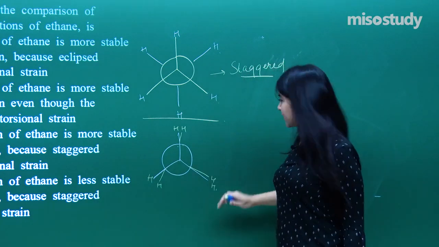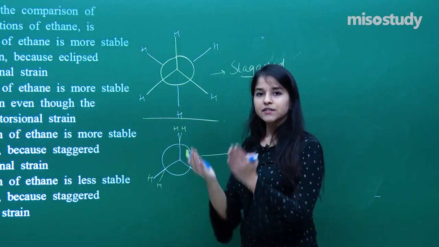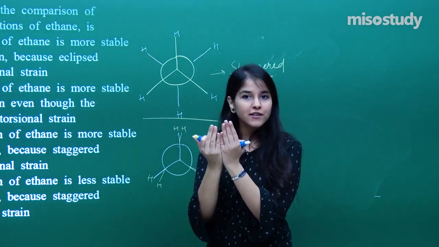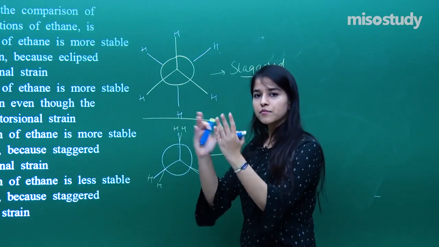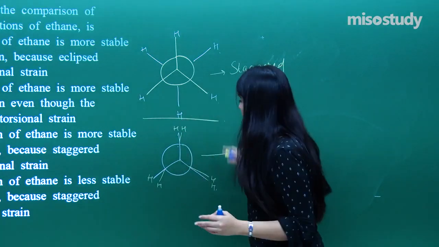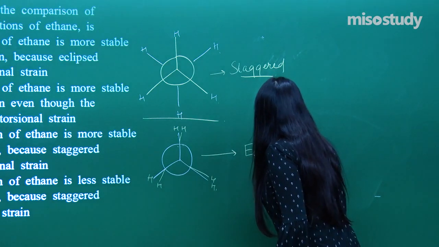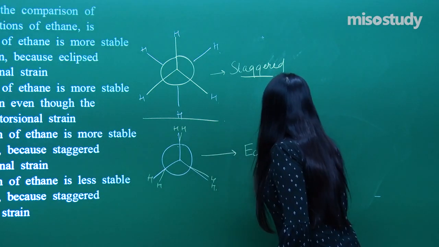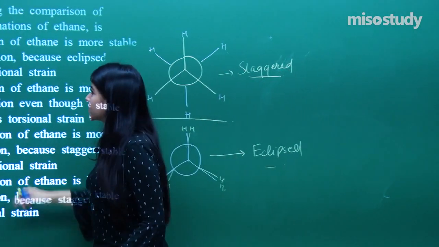And what do we have over here? We have the maximum repulsions. If you can see, the 2 hydrogens are lying parallel to each other, behind each other. So it will be the eclipsed conformation. We all know how to draw the eclipsed and staggered. Now let us analyze the options.